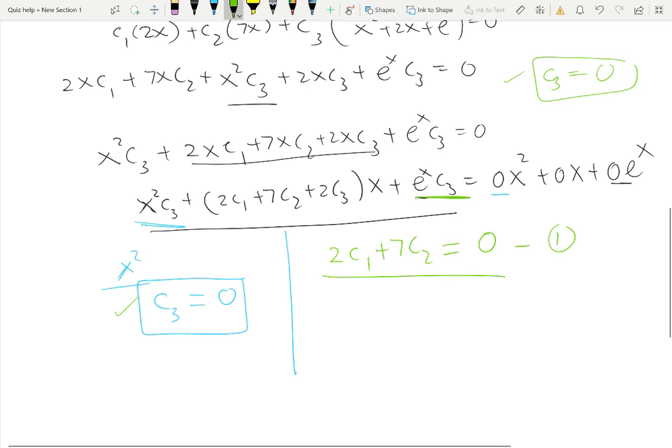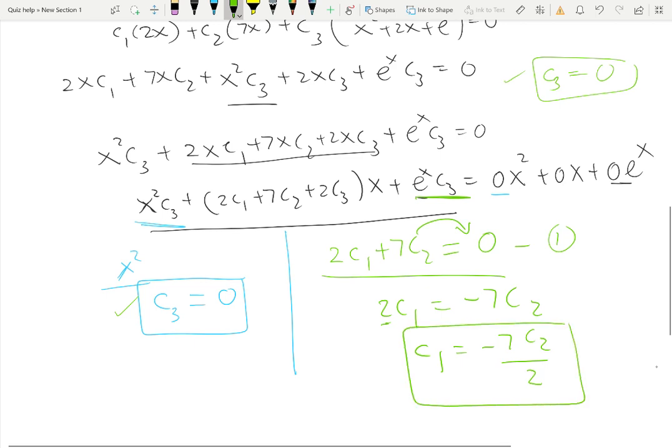No. Because we don't explicitly get C1 and C2 to be 0. So C1 and C2 are some non-zero values, right? For example, we can say 2C1 is negative 7C2. I can take this negative 7C2 to the right and divide by 2, so C1 is negative 7C2 over 2. This is a relationship among C1 and C2, but it does not mean they are 0. If you choose C2 to be any number you like, for example if C2 is 1, C1 is negative 7 over 2.